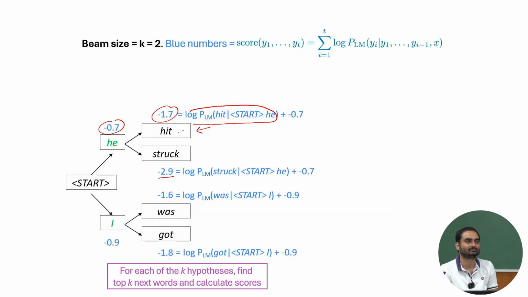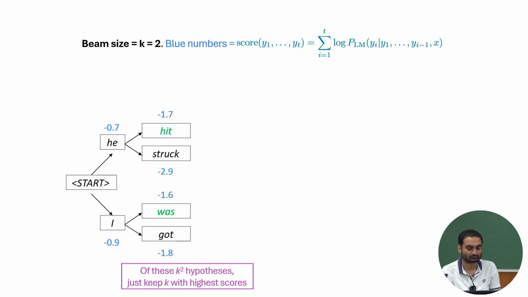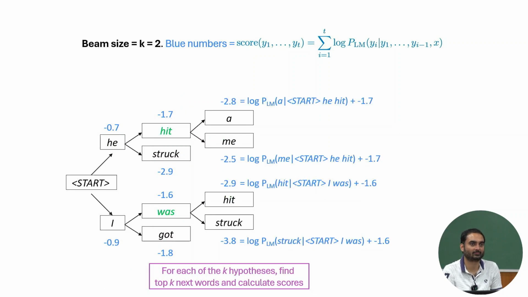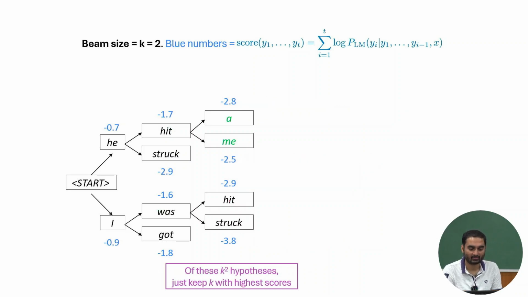Out of these, how many will we choose? We choose only 2. Which 2? We choose the highest, the maximum ones. So one is minus 1.7, the other is minus 1.6, right? And then we explore further. From heat I will generate A and me. From was I will generate heat and stark, and so on and so forth. Here again, from these 4 I will decide 2, right?